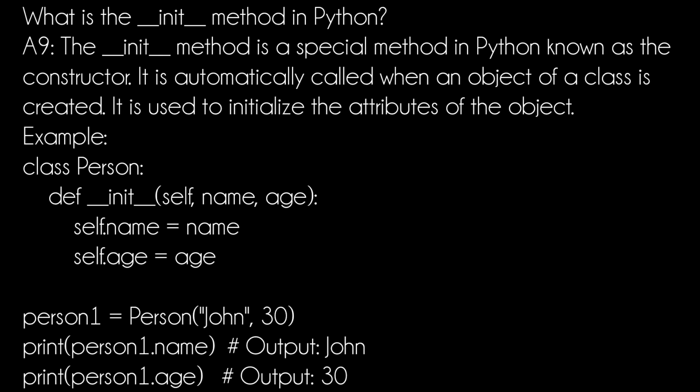What is the init method in Python? The init method is a special method in Python known as the constructor. It is automatically called when an object of a class is created. It is used to initialize the attributes of the object.